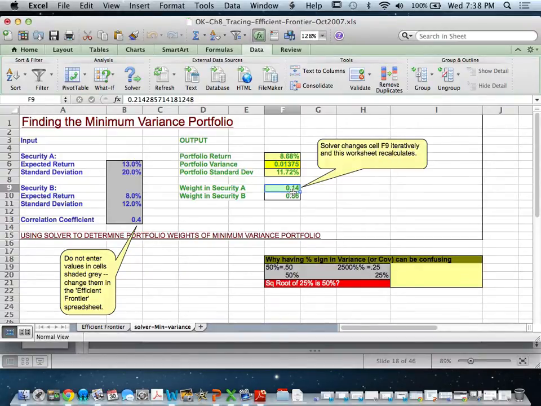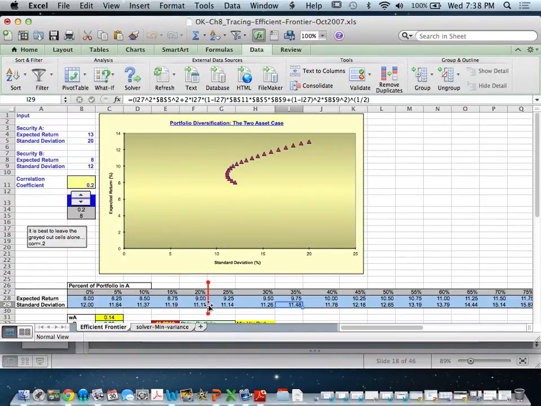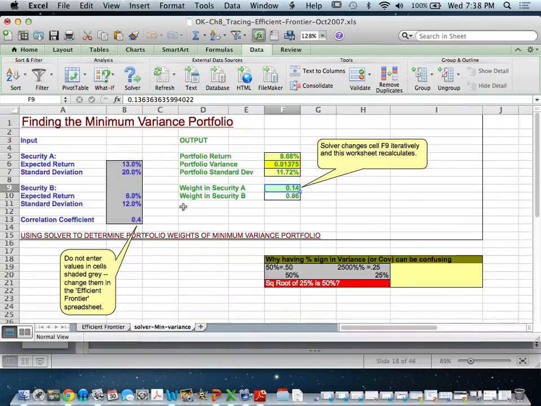The weight in asset A is 0.14? Now 0.14, this is not here. This is 21% in asset A, so it's right around here. Why? Because this minimum variance here is for a correlation coefficient of 0.2. Now let's put 0.2 here. And I guarantee you, it will.